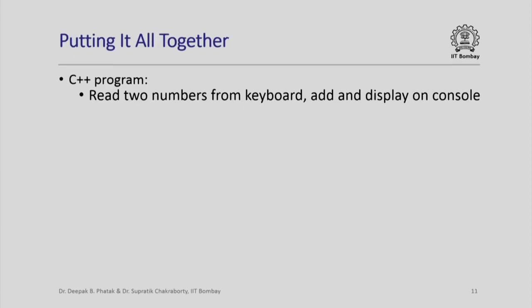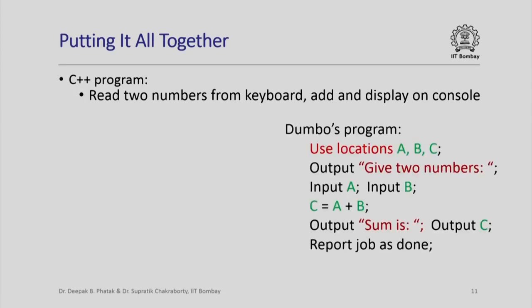Now if we were to put all of this together, all the different data types that we have studied, we could try to write a C++ program that reads two numbers from the keyboard, adds them and displays the result on console. Now remember, we had done something similar with Dumbo, and this is how Dumbo's program would look like. We would say use locations A, B, C, and then we would ask it to output this message, give two numbers, then we would ask it to input these two values A and B, add them up, output the message sum is, and then output the value of the sum after that and report the job as done.